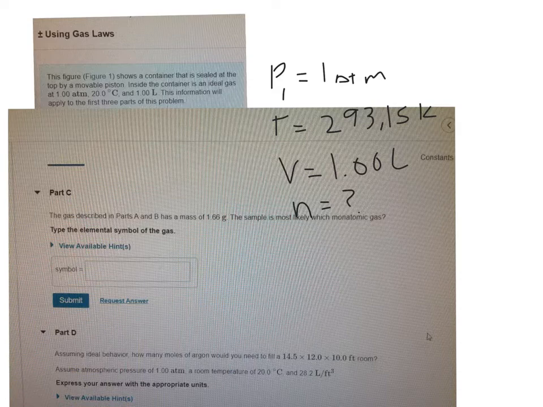Why do we need the number of moles? Because we can figure out molar mass once we have number of moles and the mass of that gas. So we have to calculate the number of moles. Well, that means we have one of every variable, so we can use PV equals nRT. So it becomes an issue of plug and chug here.